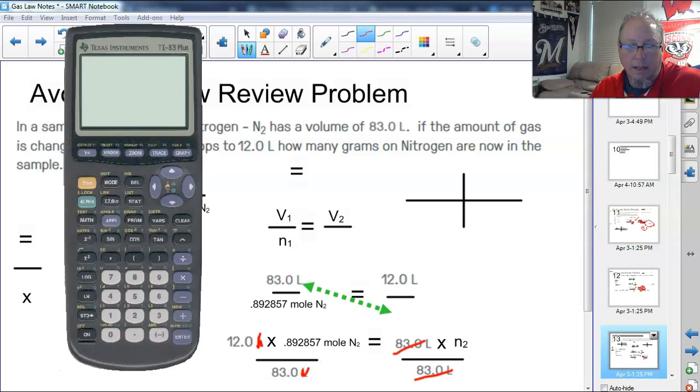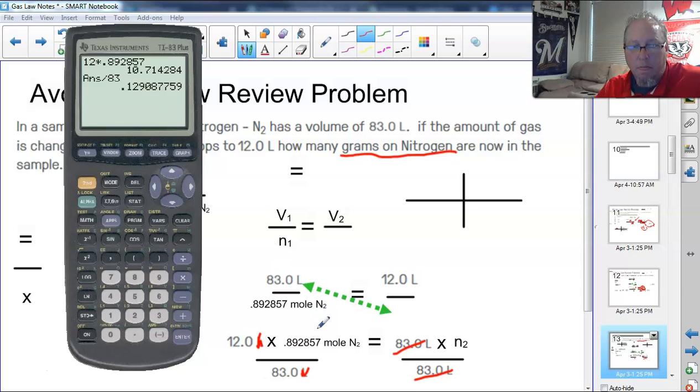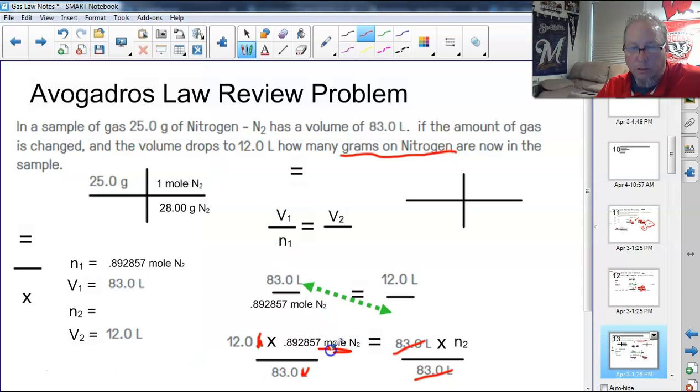So take out my handy dandy trusty calculator. 12 times 0.892857 divided by 83. Once I have this answer, this is not my final answer, because up here it asks how many grams of nitrogen. This is moles of nitrogen.